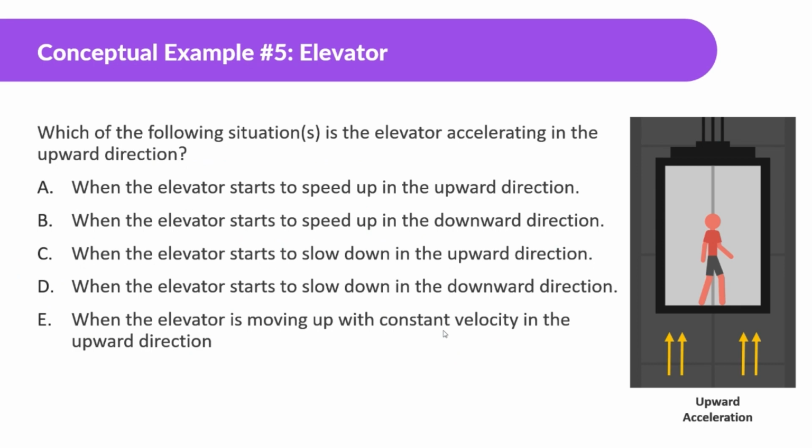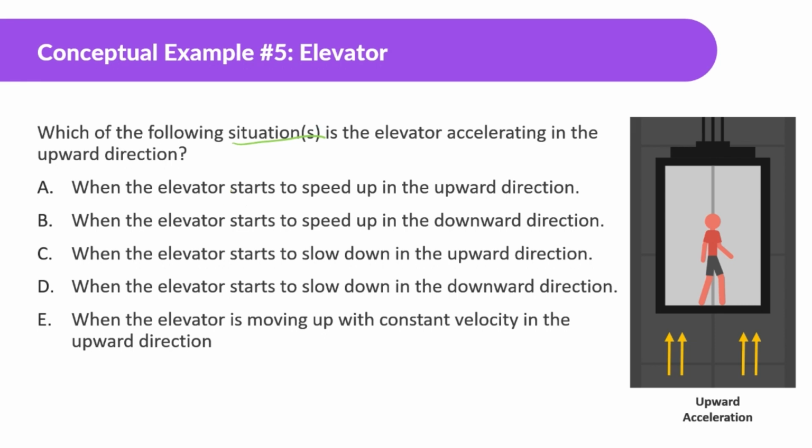All right, let's look at this. Which of the following situation or situations is the elevator accelerating in the upward direction? When the elevator starts to speed up in the upward direction, when the elevator starts to speed up in the downward direction, when the elevator starts to slow down in the upward direction, when the elevator starts to slow down in the downward direction, when the elevator is moving with constant velocity in the upward direction. So we need to kind of look at everything because there could be multiple situations.